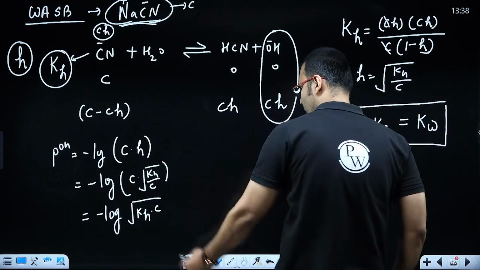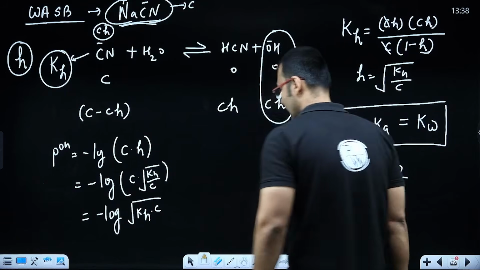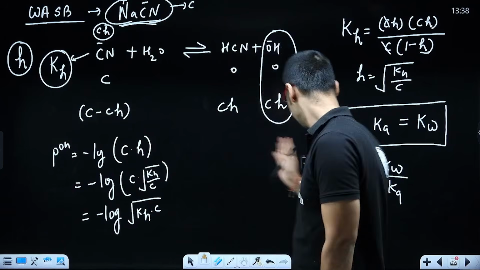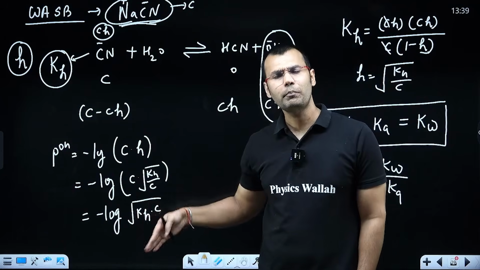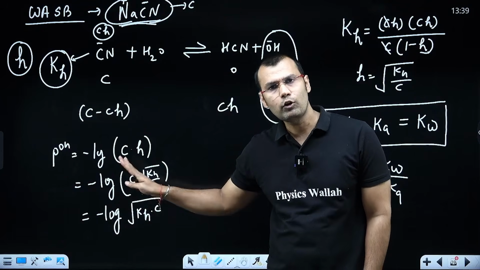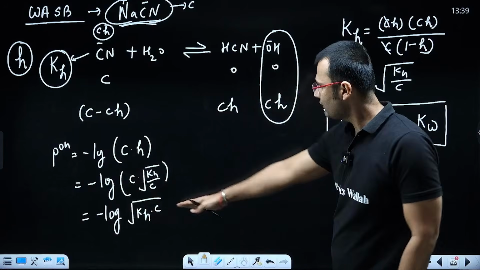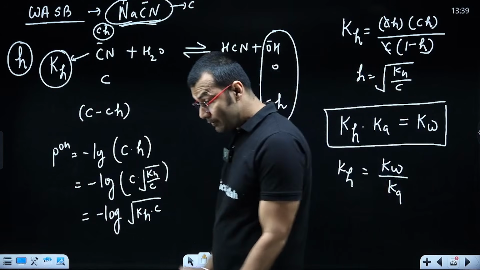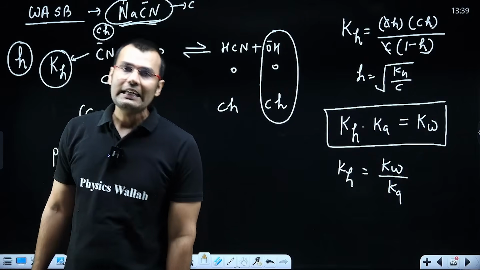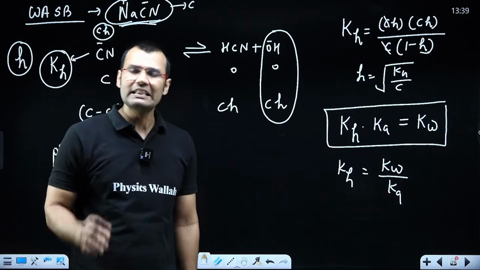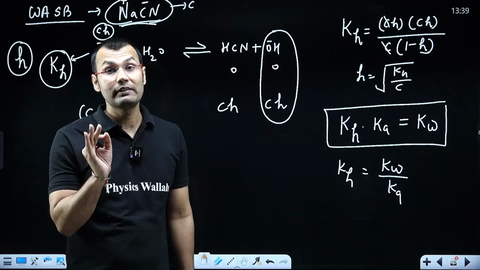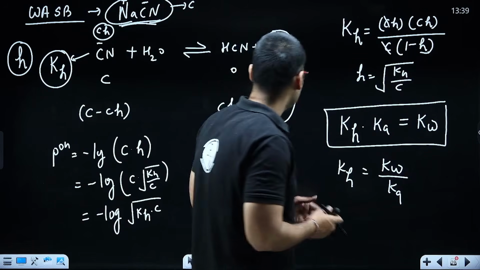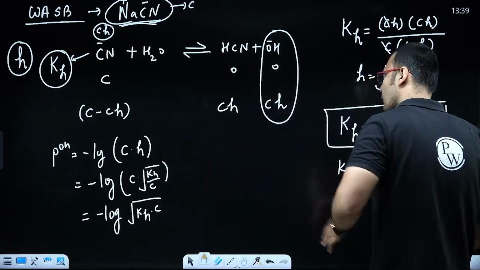And if I substitute Kh here in terms of Kw by Ka, then I can obtain my pOH in terms of Kw and Ka, or later on pKw and pKa. So that's how you obtain the formula. You can substitute this and derive the formula. But I will suggest that at least for salts, please memorize the formula, because it will save a lot of time for you. In your examination, if you try to derive this, it will take a huge amount of time.